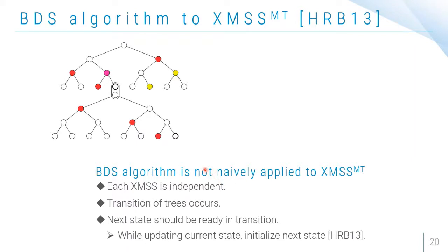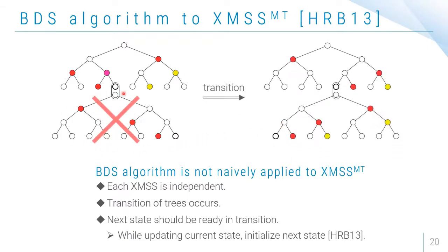The BDS algorithm is efficient, but it's hard to apply the algorithm to XMSSMT for two reasons. First, each XMSS tree is independent. Therefore, the BDS algorithm is applied to each XMSS, not as a whole. Second, once all signatures in an XMSS are exhausted, a transition of XMSS occurs like this. The exhausted tree is thrown away, never used again, and a new XMSS will be used to sign the next message.